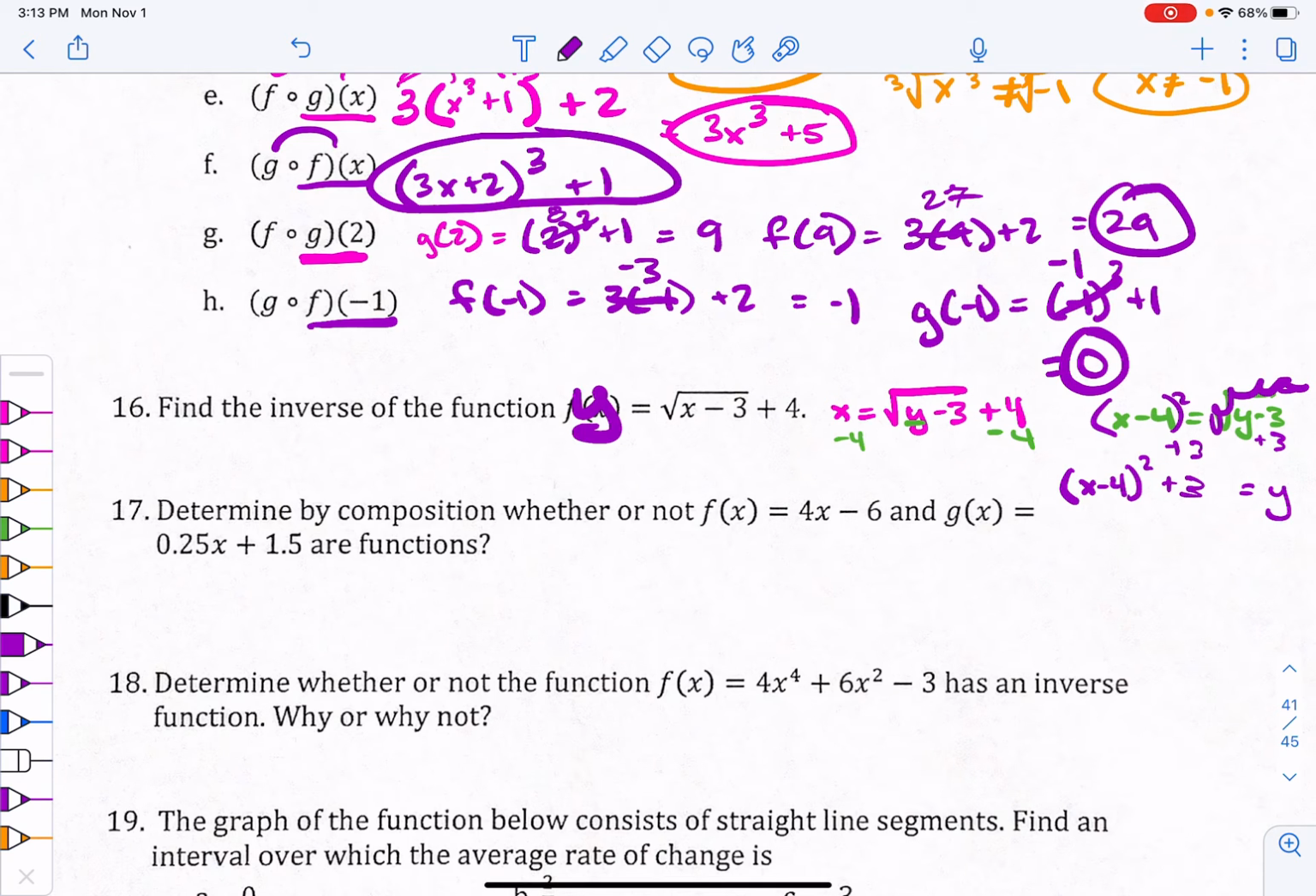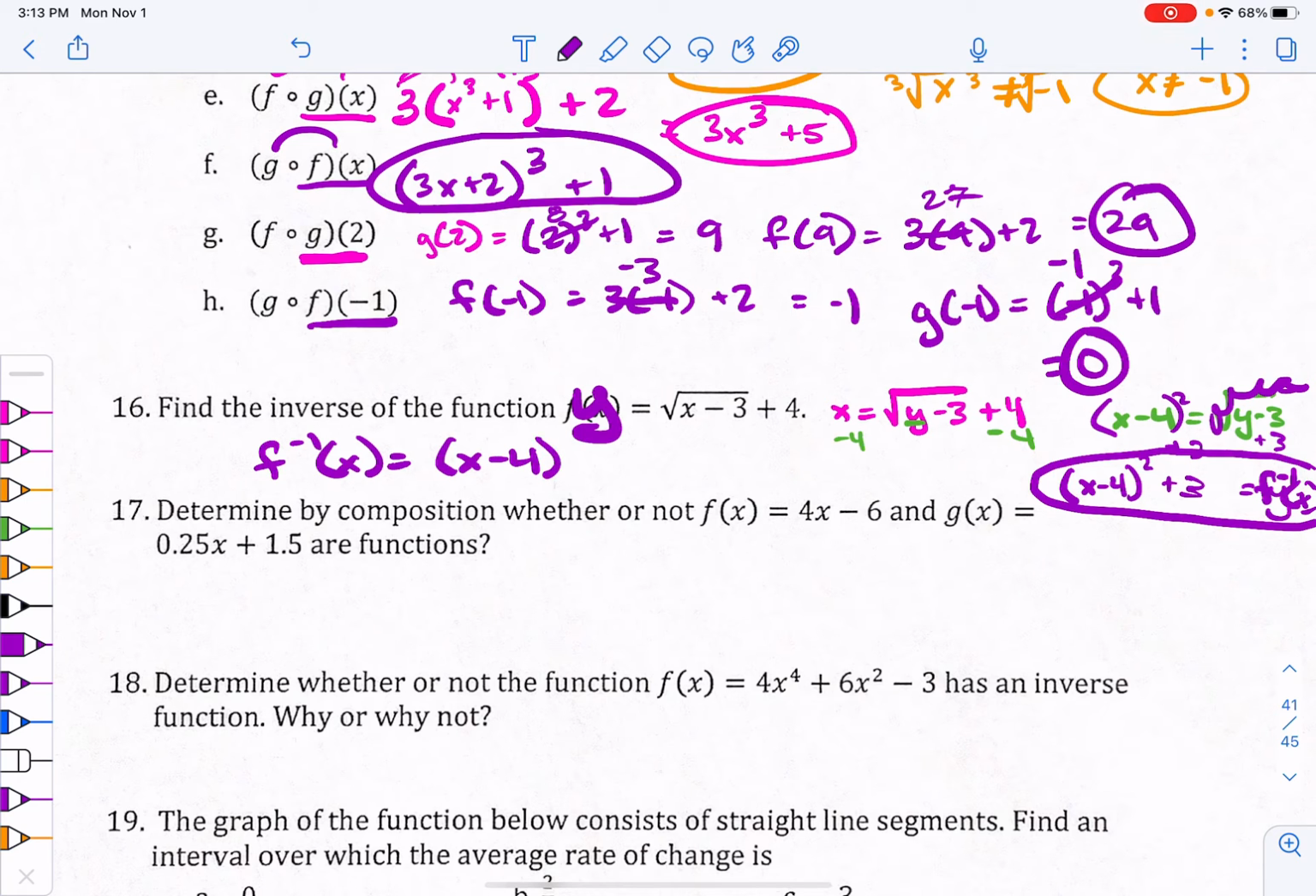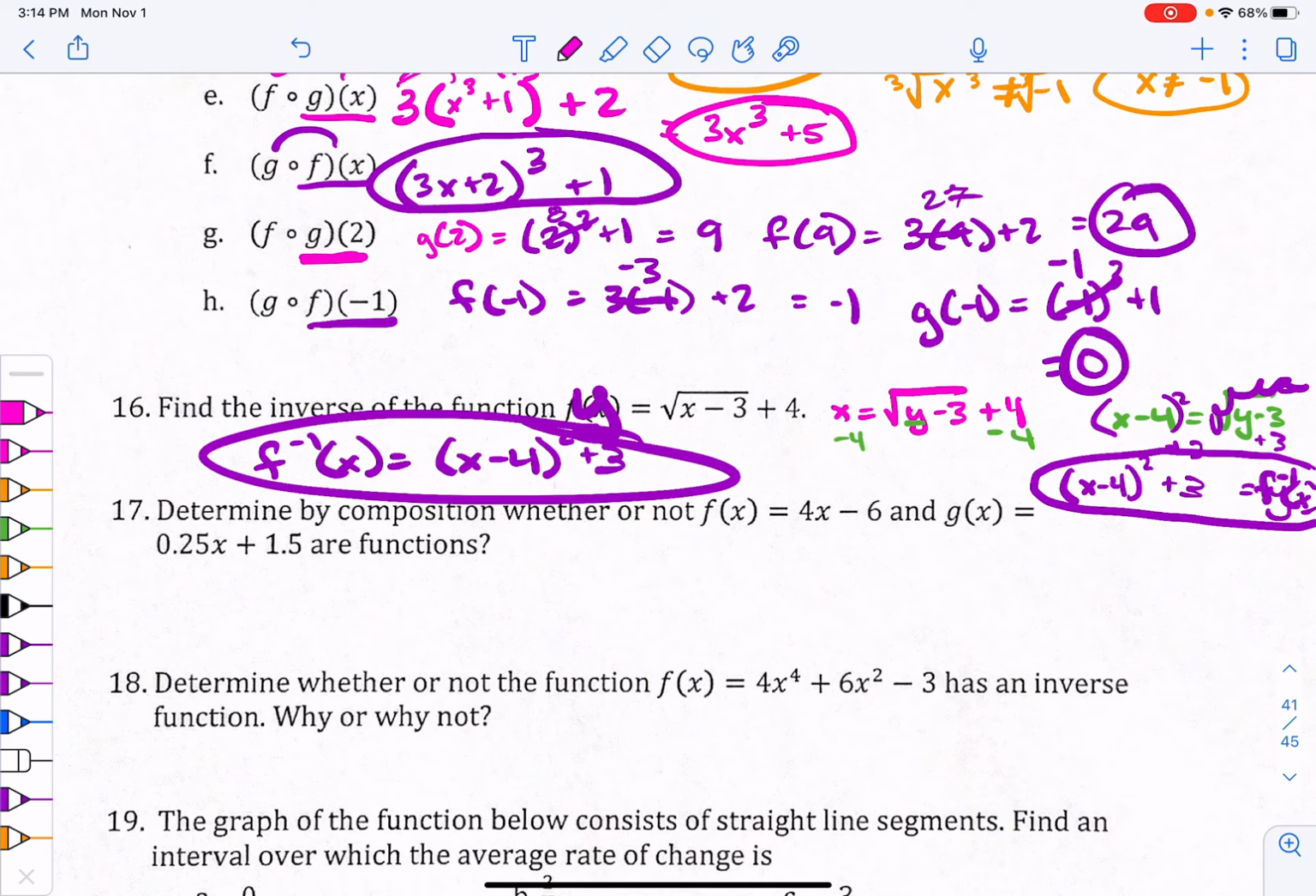And I can switch his name and call him f inverse of x to make him look better. That's what he will look like as an inverse function. Let me write it over here. F inverse of x. I'll write him pretty. X minus 4 squared plus 3. There he is, right there. Okay? All right. 17, determine by composition whether those two functions are inverses of each other.